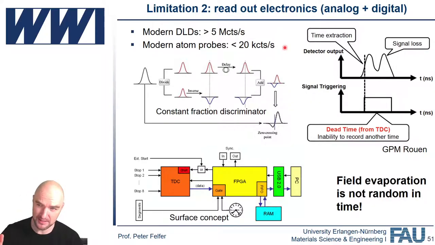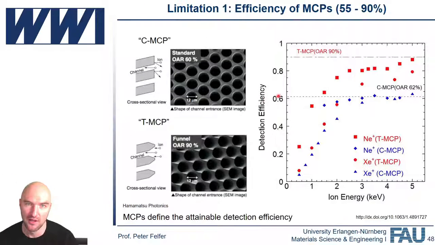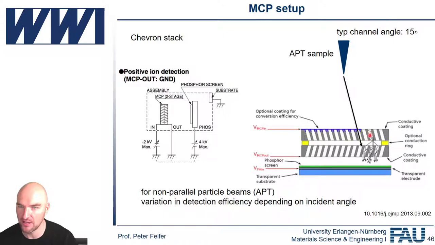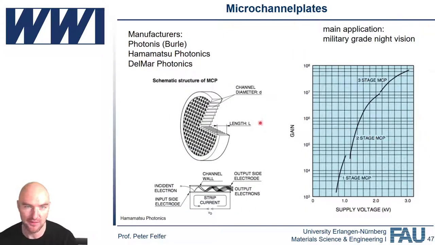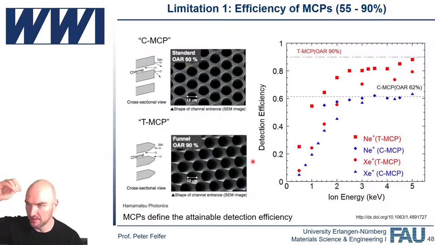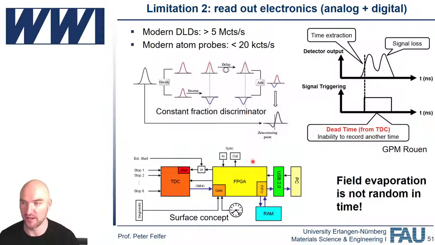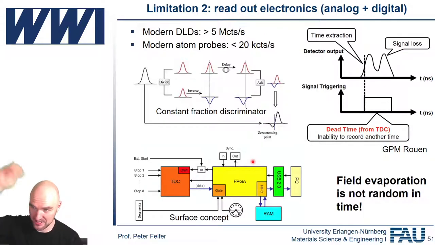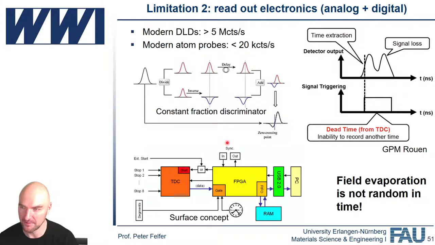I'm not going to go into the details of the electronics and how they work, but essentially what a constant fraction discriminator does is it takes the pulse that we get, which is not always the same. Depending on where exactly your atom hit, and even more so in these funnel MCPs, the amplitude of your pulse will be of different height. Yeah? People for years and years have tried to figure out if they can measure ion energies that way. That wasn't all that helpful, but the amplitude can vary quite a lot.